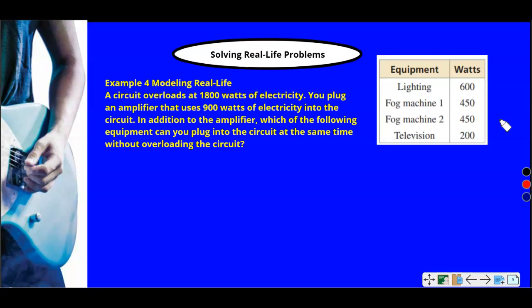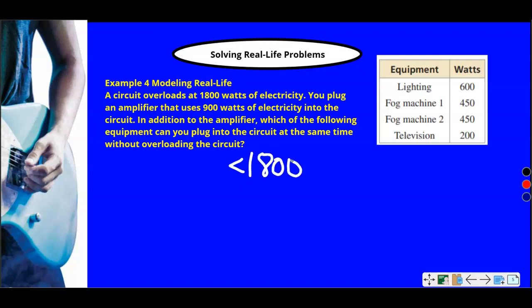We're trying to figure out which of these pieces of equipment that we can plug in and not overload the circuit. Okay, so let's first set up an inequality and solve it to see how many amps we have left, or how much electricity we have left. So we're going to set this up. It says a circuit overloads at 1800 watts. So we know that we have to have less than 1800 watts.